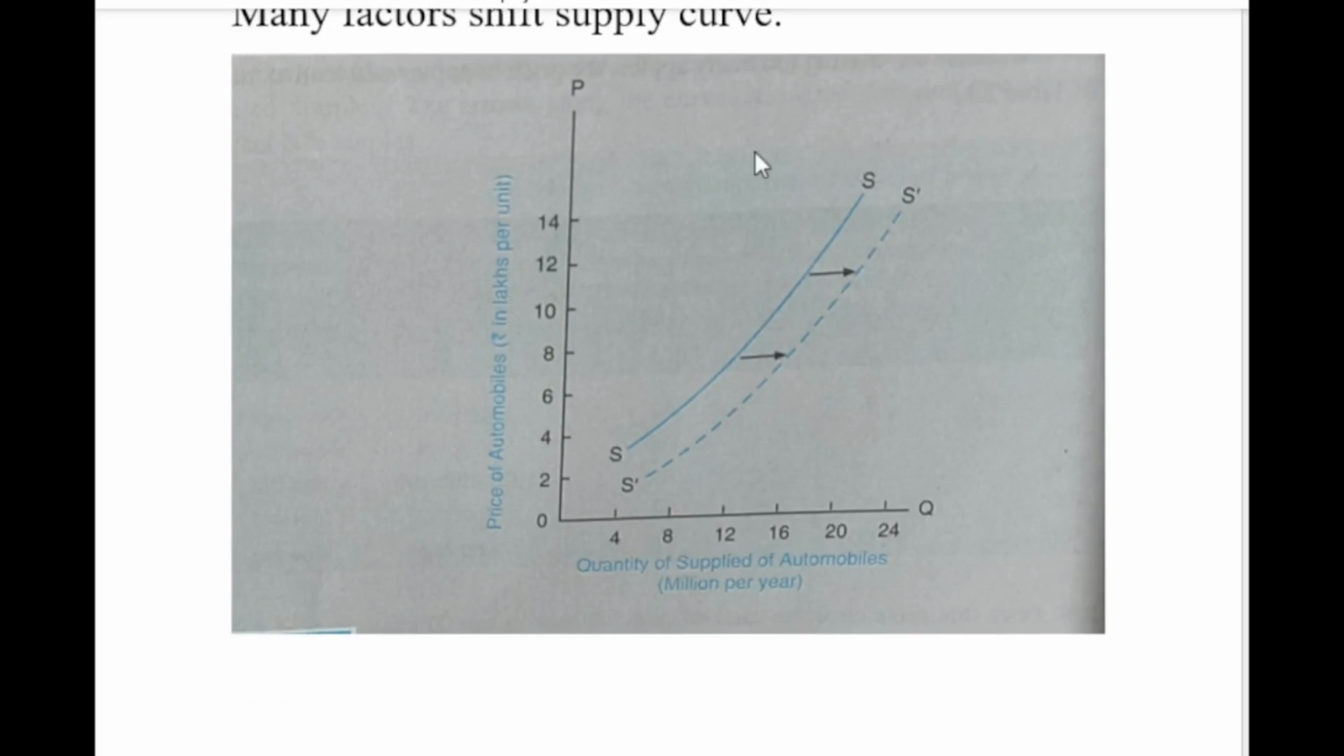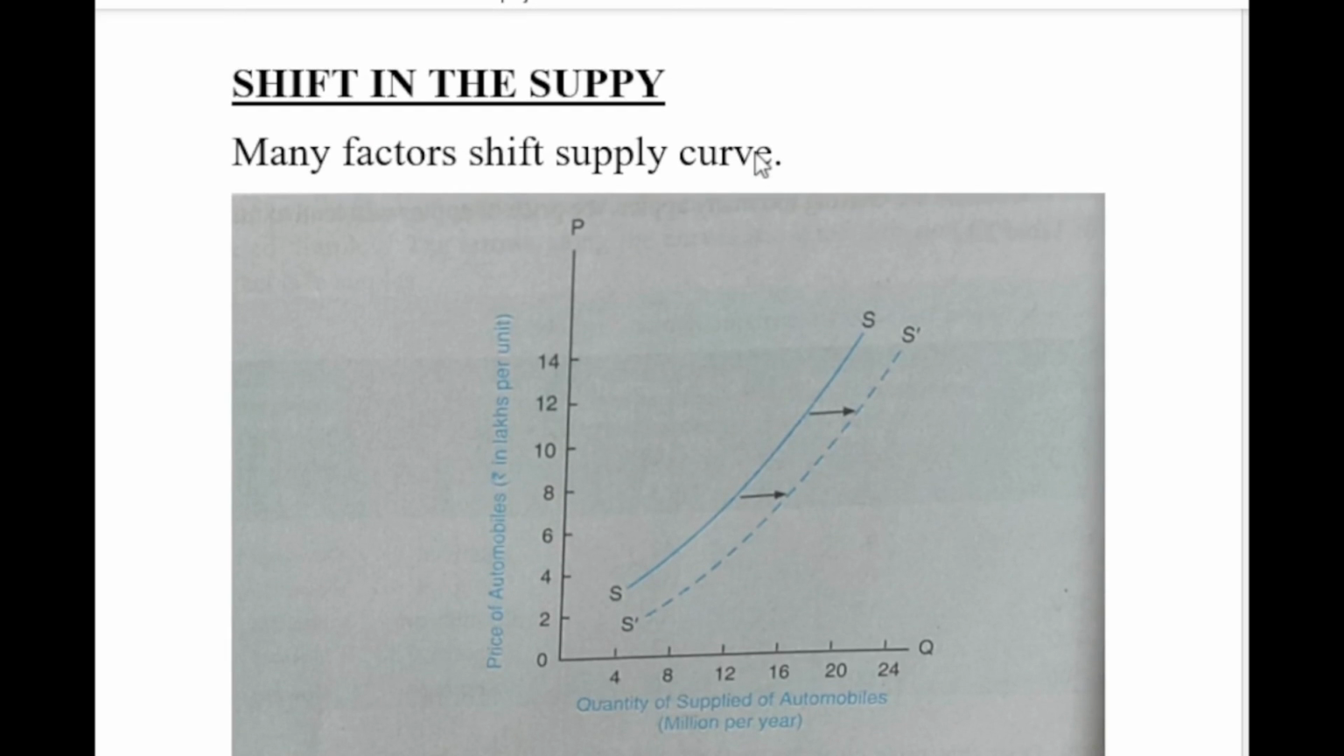The shift in the supply curve. Many factors shift the supply curve. When there are changes in factors other than the goods price and quantity supplied, we call these changes a shift in the supply. When automobile prices change, producers change their production and quantity supplied. However, the supply curve does not shift. But there are certain factors that shift the supply curve from left to right, rightwards.